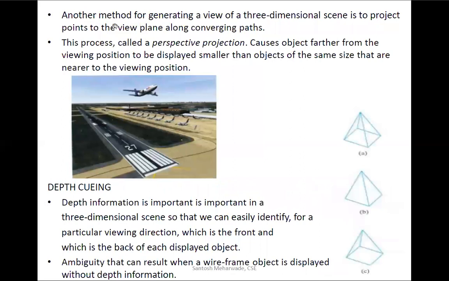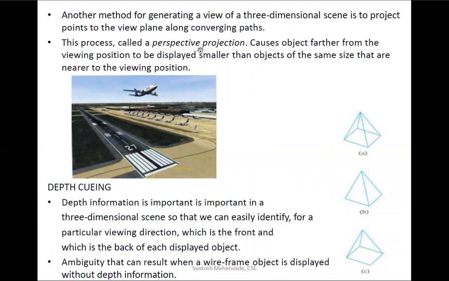So another one we have is perspective projection. Another method for generating the view of a three-dimensional scene is to project the points to the view plane along converging paths. What does this mean? In perspective projections, all the projections coming from the object meet at some point. That point we call the center of projection. Our human eye adopts this perspective projection.